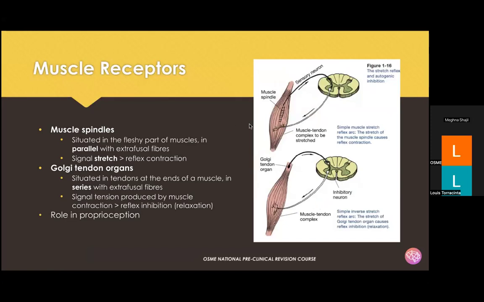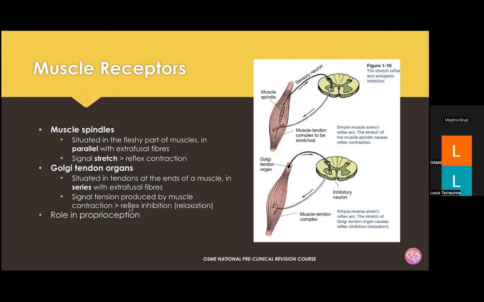So, a bit more about muscle spindles. They're situated in the fleshy part of the muscle, in parallel with the extrafusal fibers, and they basically signal stretch. So if you pull on a muscle spindle, then the neurons start to fire, okay? There are also things called Golgi tendon organs, which are situated at the ends of the muscle, the terminal ends, and that's in series with the extrafusal fibers. They signal tension produced by muscle contraction, so you get inhibition. So Golgi tendon organs are more of a measure of relaxation. That's a bit more complicated, but less useful for the stretch reflex arc. And there's also a role in proprioception for both of these, spindles and Golgi tendon organs.